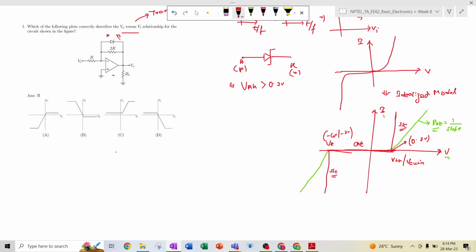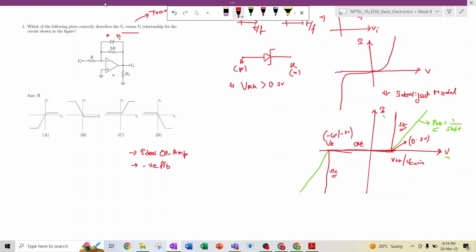For analyzing any op-amp circuit, I have already discussed that we have to look into two things. First of all, it is not mentioned that it is a non-ideal op-amp. If in the question it is mentioned as non-ideal op-amp, then we should consider that only. But if it is not mentioned, then we consider it as an ideal op-amp. So it is an ideal op-amp, and also it has some negative feedback. Why negative feedback? Because there is a feedback path between the output and the inverting terminal of the op amp. So it is a negative feedback.